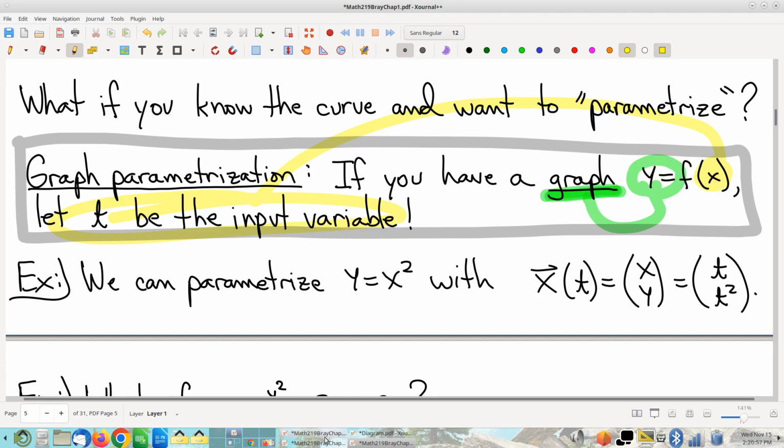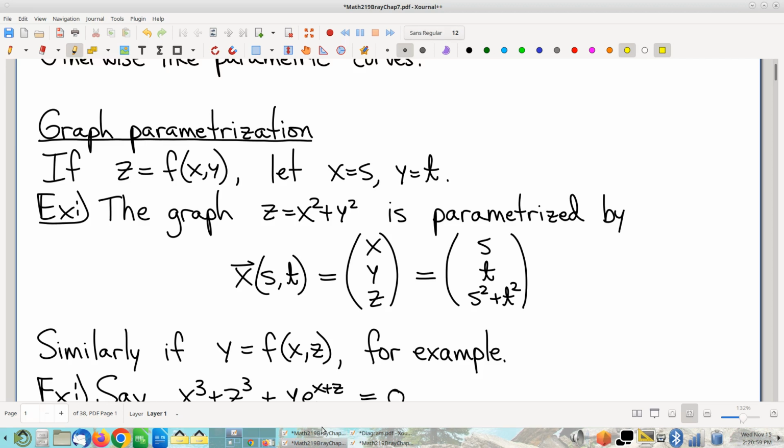Okay, the same exact thing works here. If you have a graph, in other words, if one of the variables is a function of the others, plural now, because there's two of them. Right now we're looking at a surface in space, so there are two input variables. Let those be your parameters. Simple as that. Totally analogous, just one extra parameter. Let's see an example. Goes through very nicely.